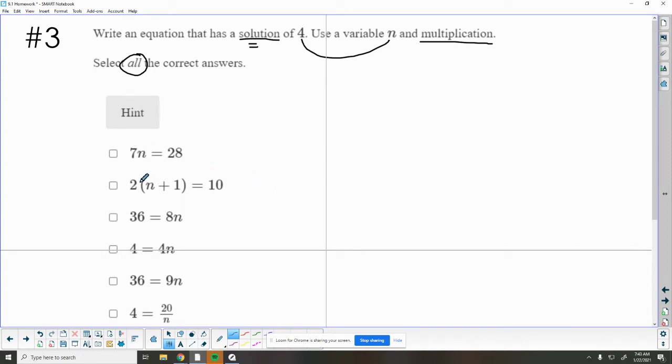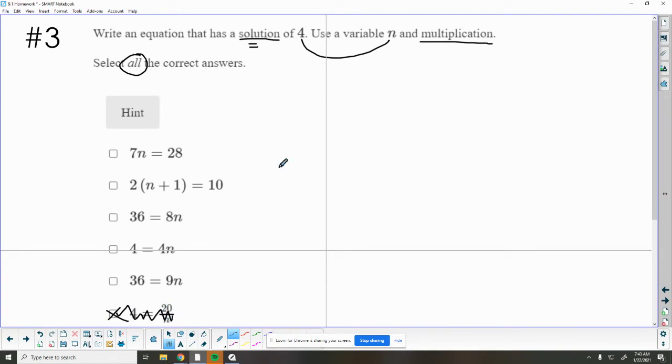So 7 n's is multiply. 2 groups of this, we're going to multiply. 8 n's, 4 n's, 9 n's. Here we have 20 divided by n, so it definitely can't be this one.